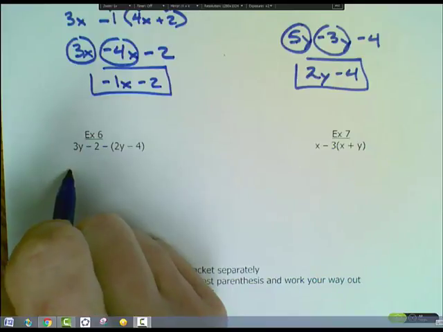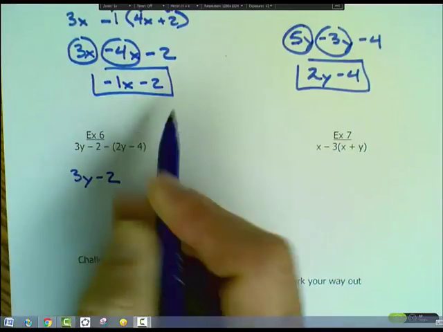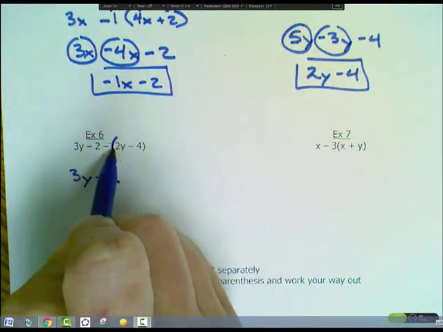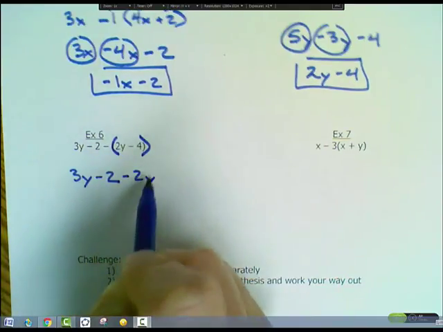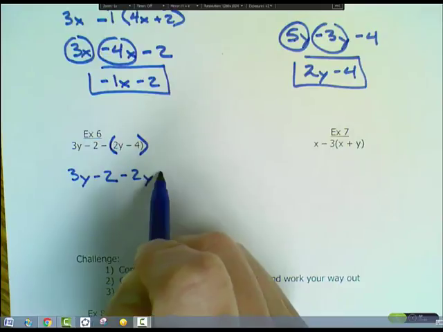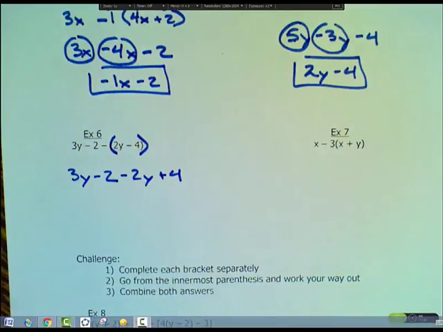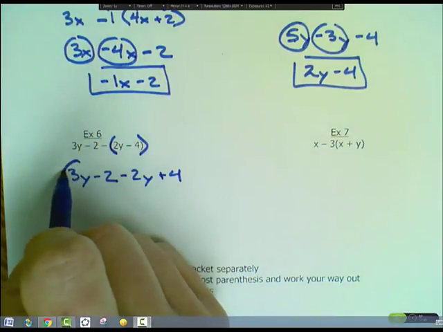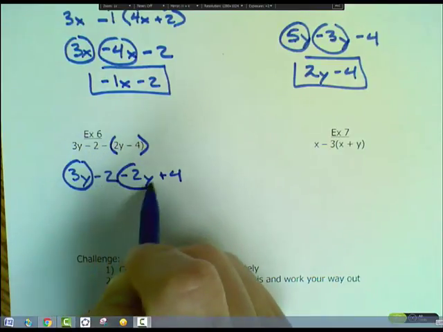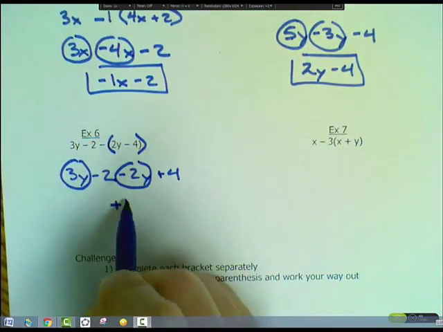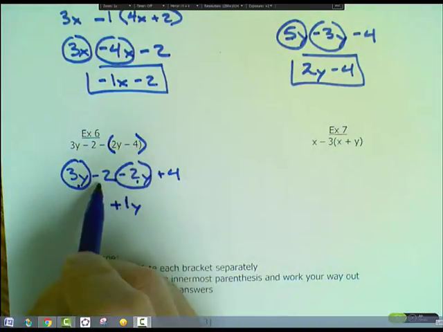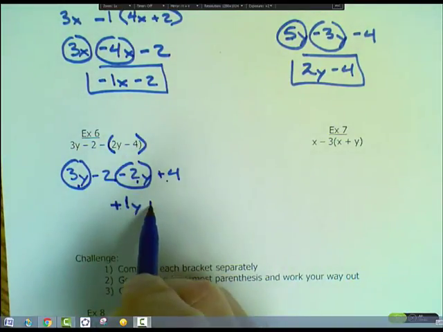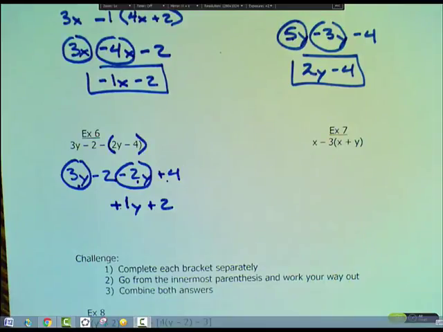So here I have 3y minus 2, and now I'm taking the opposite of everything in the parentheses. So the opposite of 2y is negative 2y. The opposite of negative 4 is positive 4. Combine your like terms. 3y minus 2y is positive 1y. I have more positives than negatives, so that's why it's positive. And then I have negative 2 plus 4. Again, I have 2 more positives.